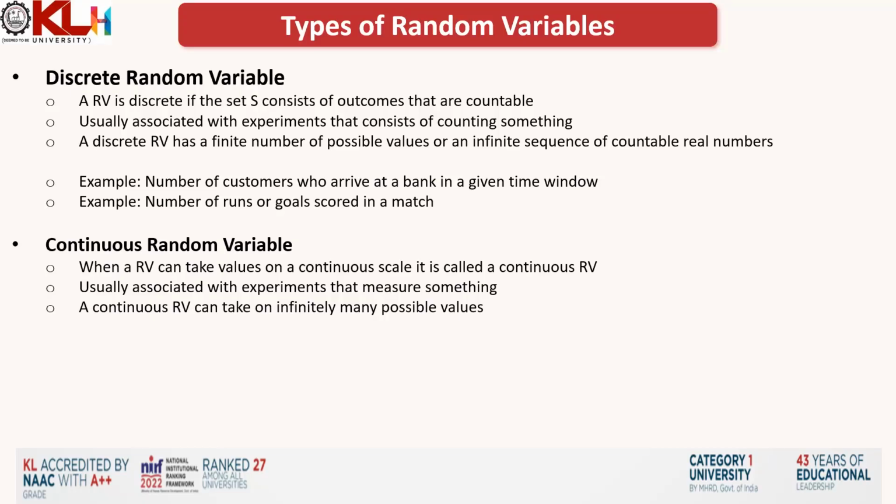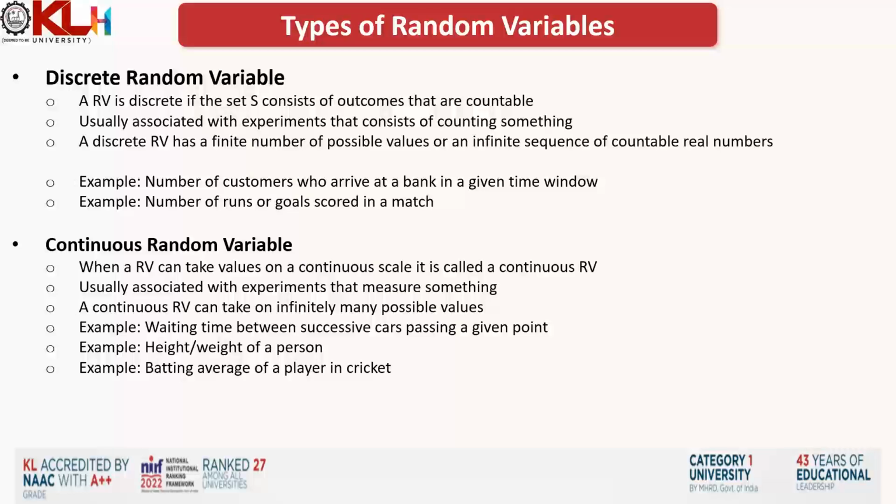Contrarily, a continuous random variable can take values on a continuous scale, usually associated with experiments that measure something. A continuous random variable can take on infinitely many possible outcomes or values. Examples: waiting time between successive cars passing a given point, the height or weight of people in a group, batting average of a player in cricket.